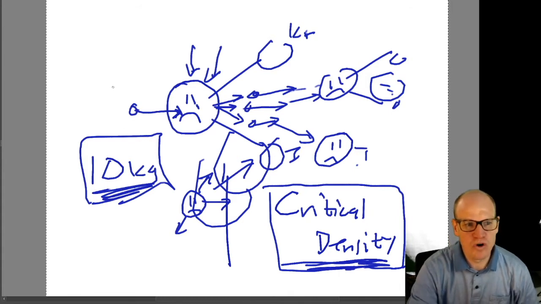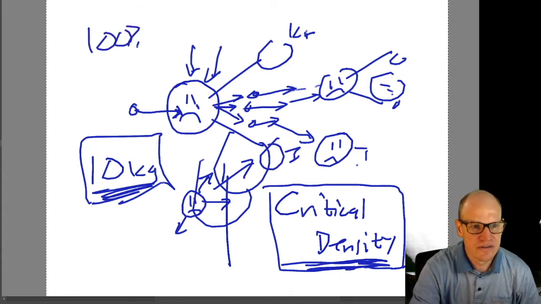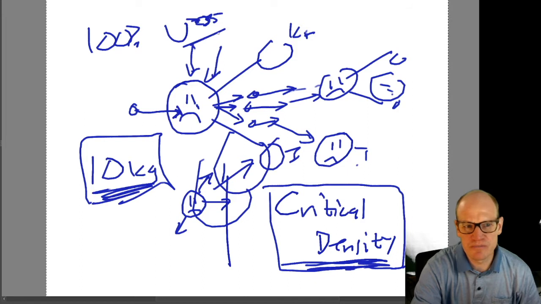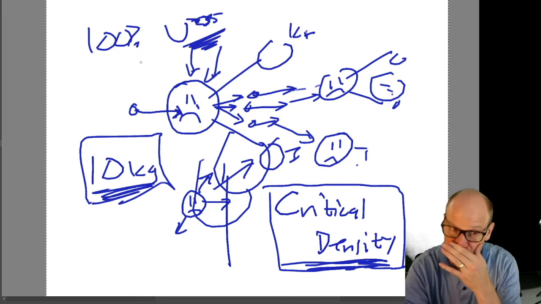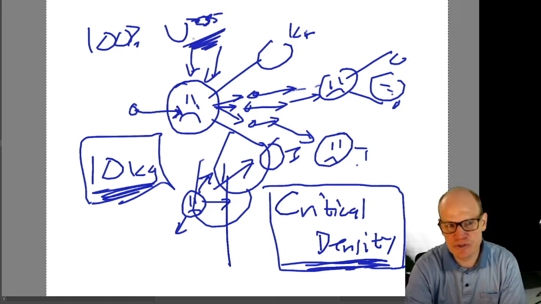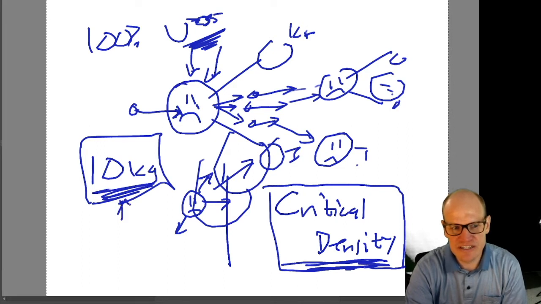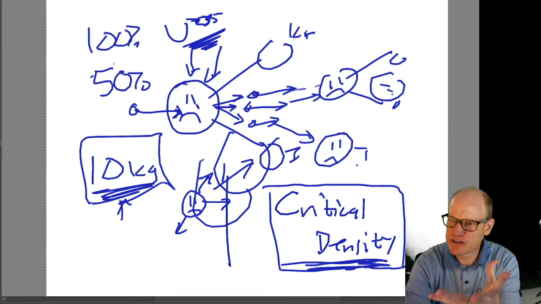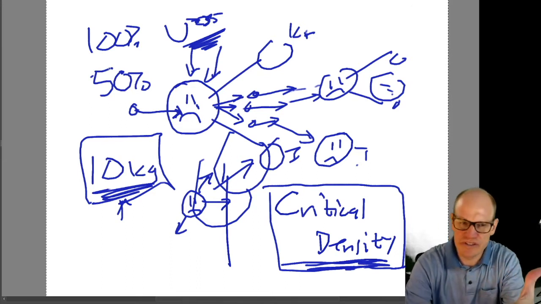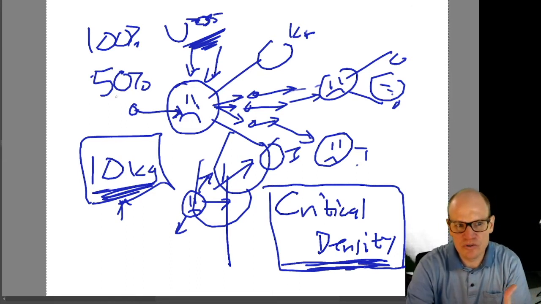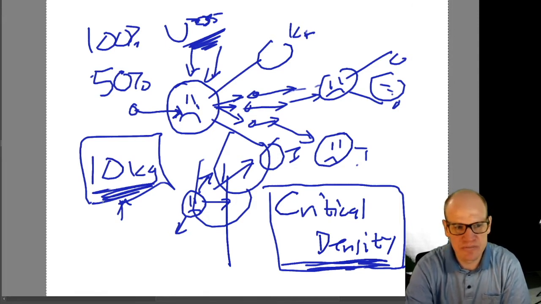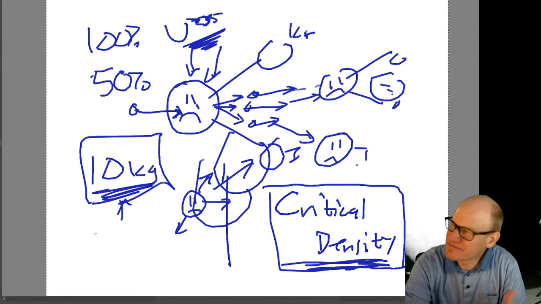So if you have 100% uranium-235, that's a 235. This is the material that we're going to use to make our bomb, is uranium-235. If you have 100% uranium-235 and the critical mass is 10 kilograms, what if you only have 50% uranium-235? So you've taken uranium, you've enriched it, which we haven't talked about, but we'll get to in a minute. You've enriched it to only 50% uranium-235. Well, now the critical mass is not 10 kilograms. It's going to be more like what?